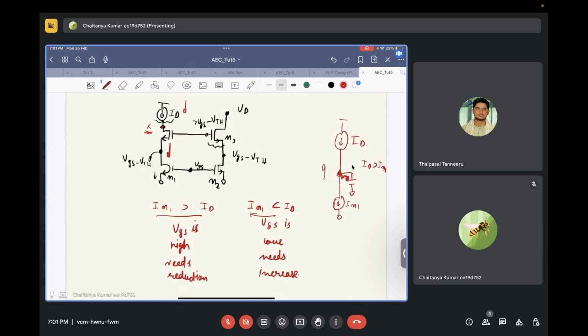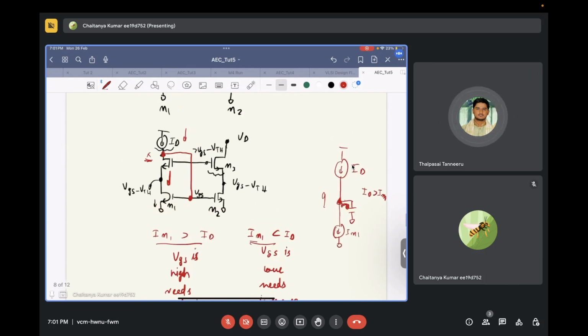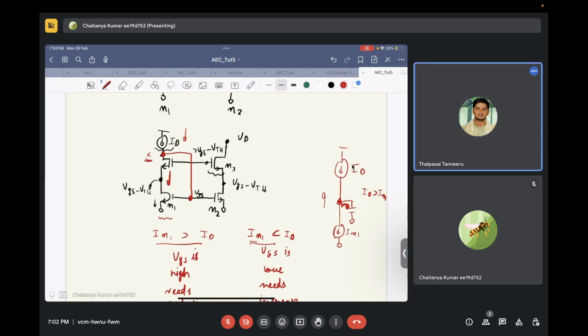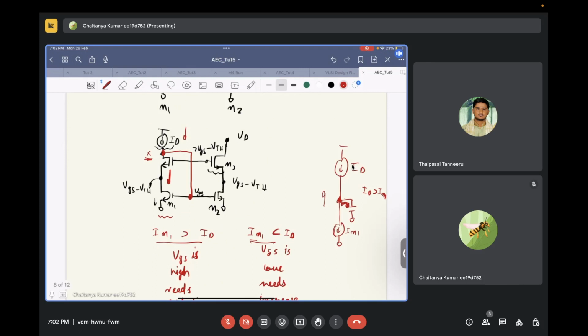So if IM1 is less than ID, this X will increase, and at the same time you also needed to increase VGS. So if you directly connect it to this, the connection that you needed in order to keep the transistor M1 in negative feedback has now been established. So this is how you can make it.